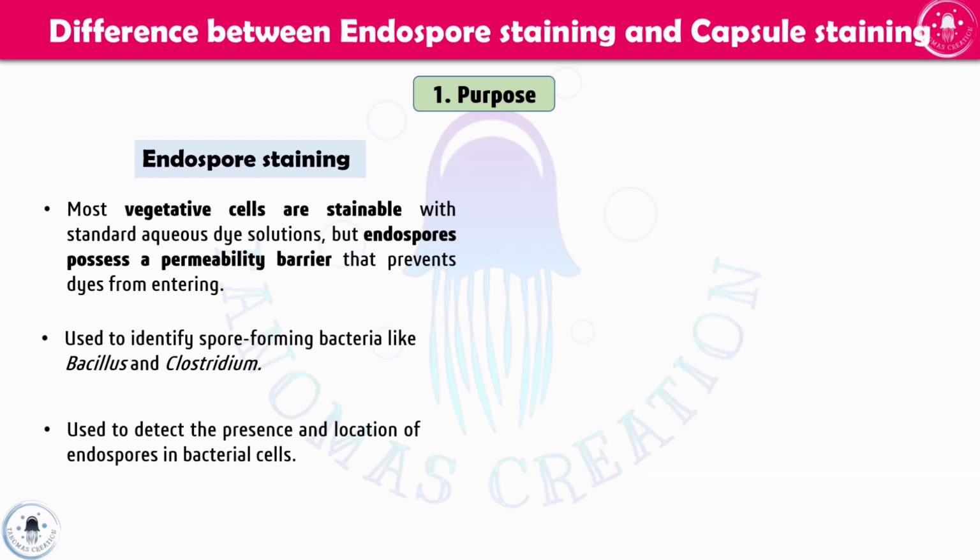Endospore staining is also used to detect the presence and location of the endospores in the bacterial cells. The location of the endospores in the bacterial cells can be different. Here you can see the endospore is at one end of the bacterial cell. Since it is inside the bacterial cell, it is an endospore. If the spore is outside the bacterial cell, it is called an exospore. All this type of detection can be done using endospore staining.